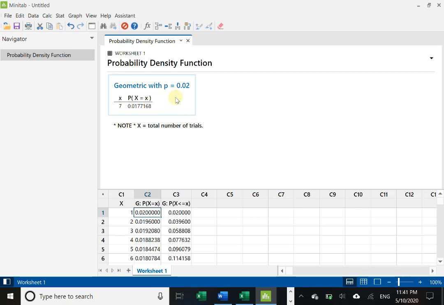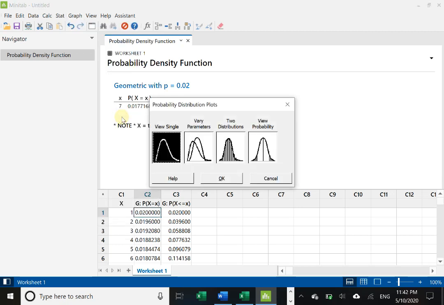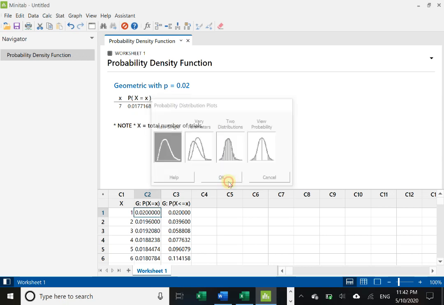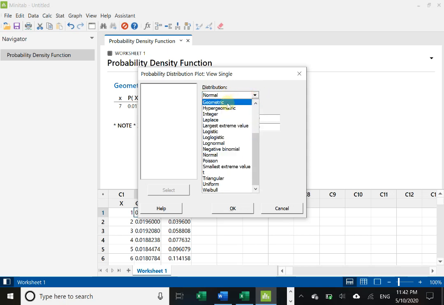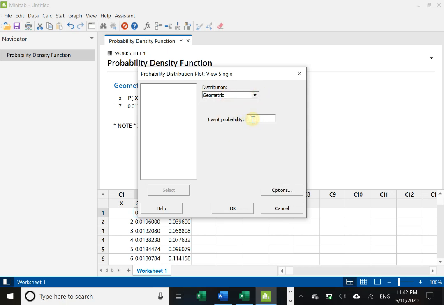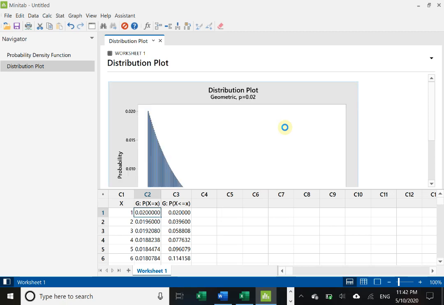Last thing, and we are done with this distribution, is let's get a histogram. So you go to graph, go down to probability distribution plot, click on that, and you've seen this before. Remember, for normal distribution we did the same thing. I'm going to go view single, okay, and select geometric. Probability was 0.02, and okay. And then this is what I got for my distribution.